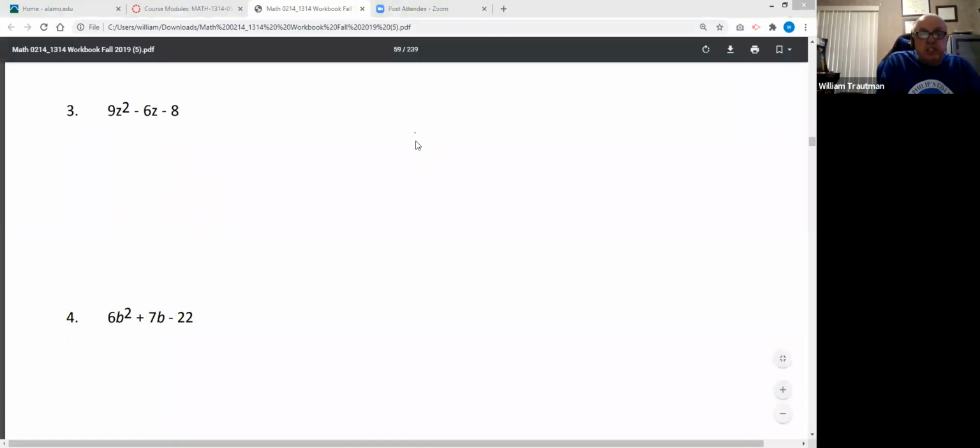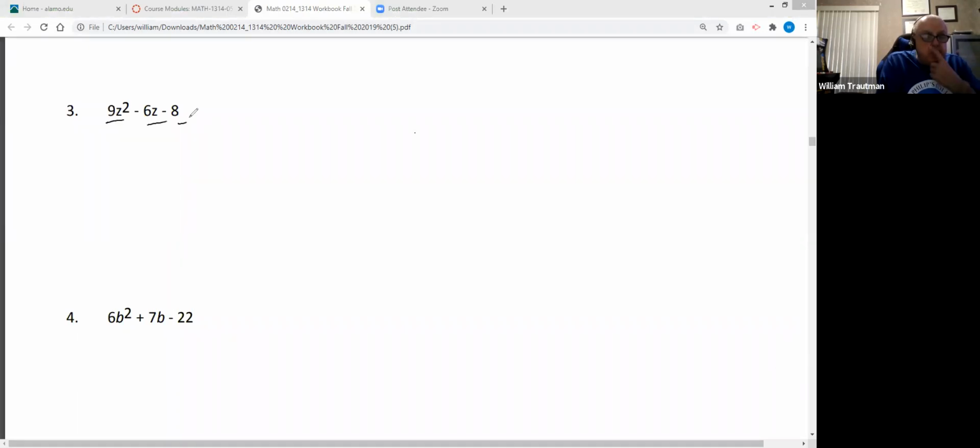Is there a GCF, a greatest common factor, that I can factor out of here? 9 and 6 both divide by 3, but 8 does not divide by 3. 8 divides by 2 and 4, but 6 does not divide by 4. And there's no lowest power z. This one doesn't have it. So there is no GCF. I'm always going to look for a GCF. No GCF, so I'm going to continue.